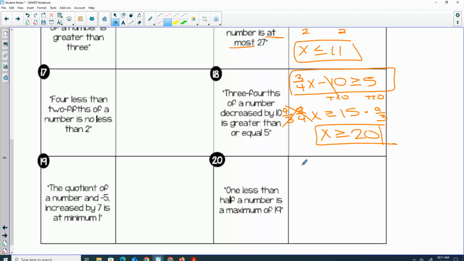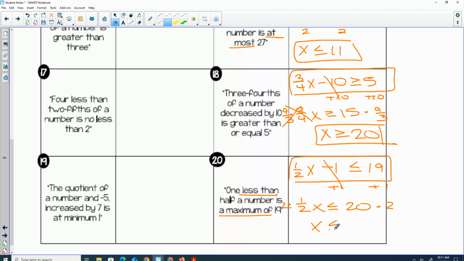Number 20. 1 less than is a turnaround phrase, so -1. 1/2 a number, so 1/2 x, is a maximum of, so it can't be bigger, so it's less than or equal to 19. So add our 1. Divide by 1/2 or multiply by 2, so x is less than or equal to 40.